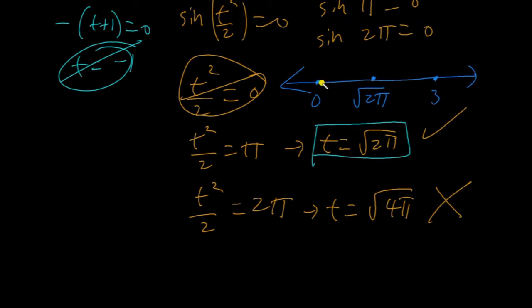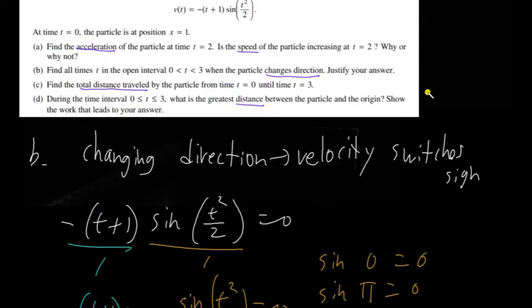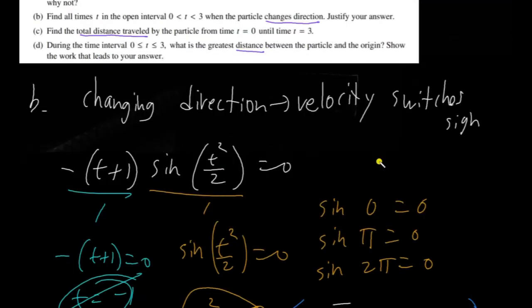So we need to check the sign of the velocity. So if I plug in a number into the velocity function between 0 and the square root of 2 pi, if that number comes out to be positive, then everything here is going to be positive, right? So if I choose a random number, whatever I want, between 0 and the square root of 2 pi, you'll find that the velocity will be negative there. If you take it and plug it into here, you'll always get a negative number.